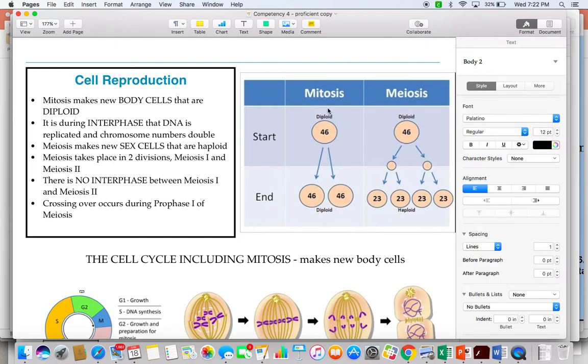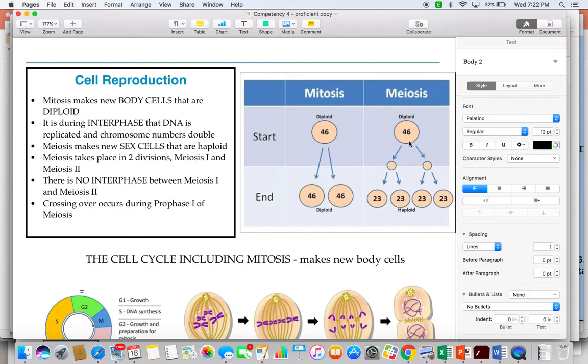So with mitosis, you can see that we start with a diploid cell, which means that you have a full set of chromosomes. And for us, that means it's a cell that has 46 chromosomes. And then that cell divides, and we get two new cells that also have 46 chromosomes. So that tells you that everything in this cell replicated or duplicated before it split in half here.